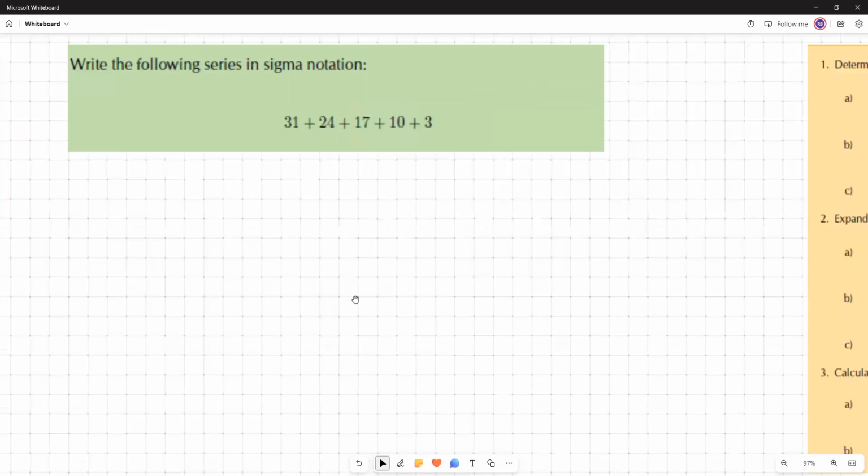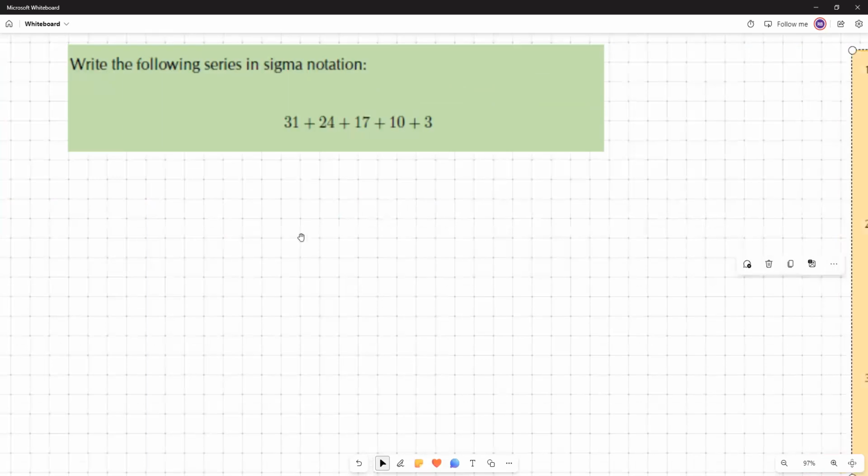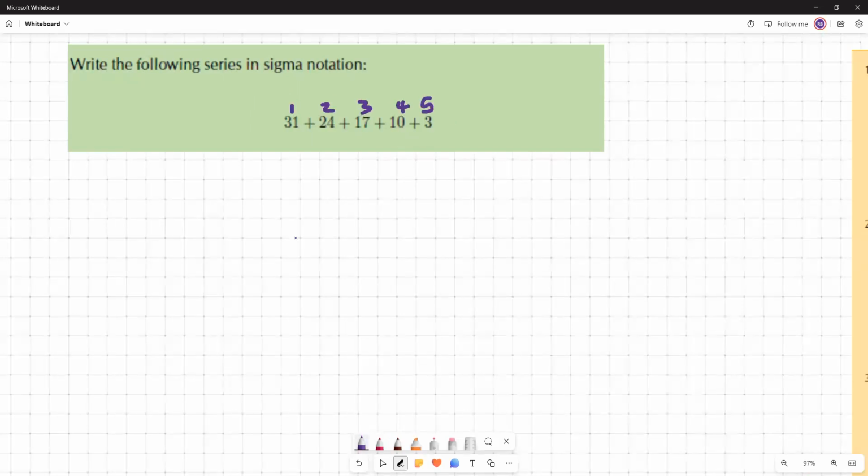So here they say, write the following in sigma notation. Okay, sharp. So I know that, okay, how many terms do I have? I have 1, 2, 3, 4, 5. Okay. Then I know that, on my sigma, I'm going to have this.